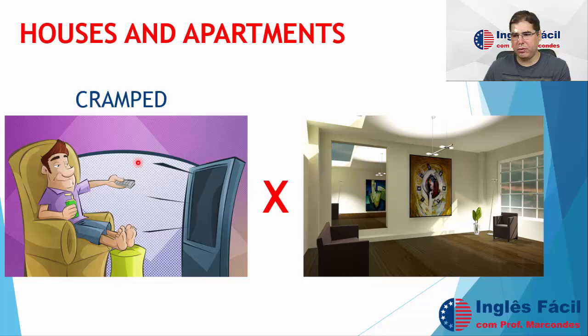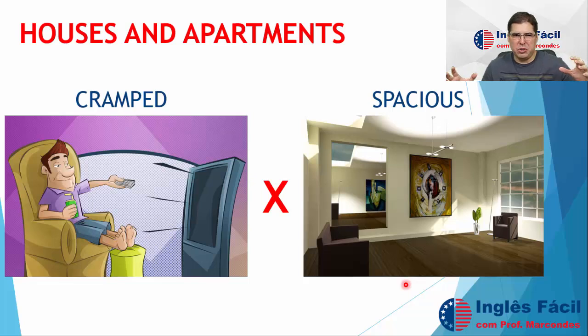Now, on the left, we have a cramped place. Cramped place is a place that is usually small and you don't have much space, all right? It would be the opposite of spacious, okay? So spacious is a place where you have a lot of extra room and you can fit your furniture and there's still space left, okay? So the opposite of cramped is spacious, okay?